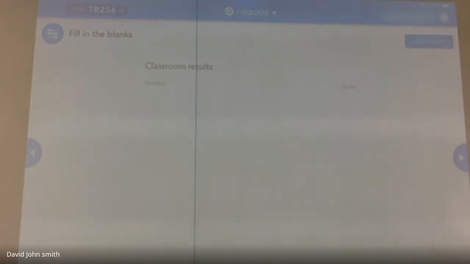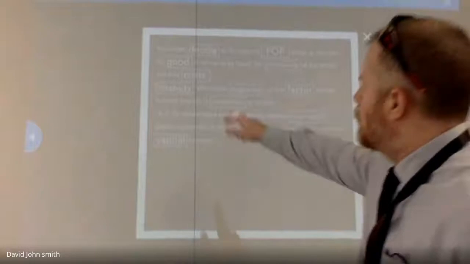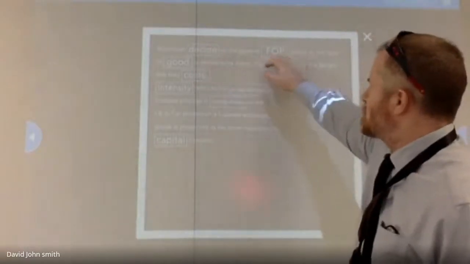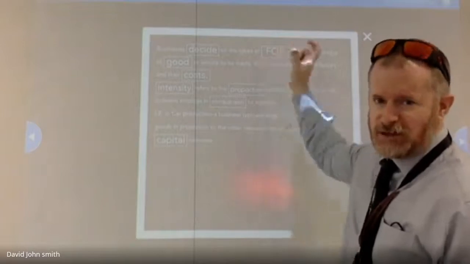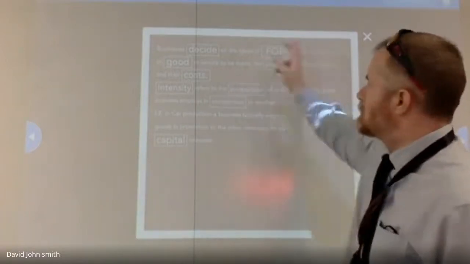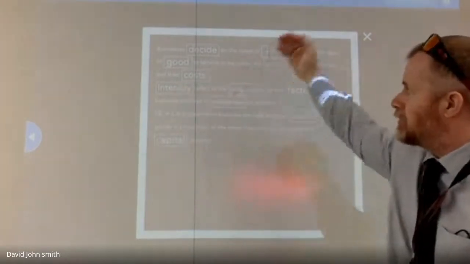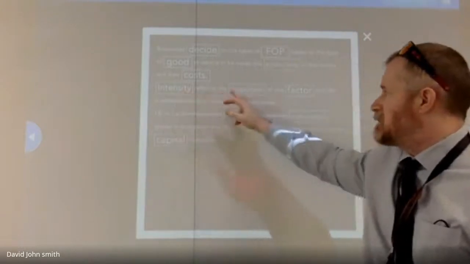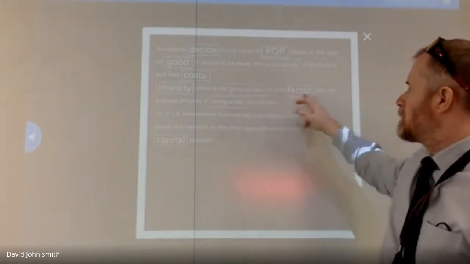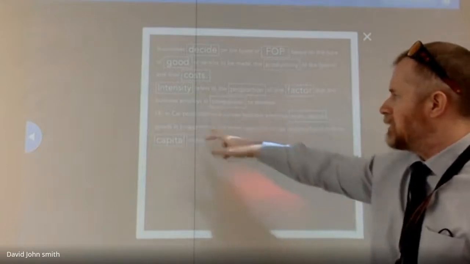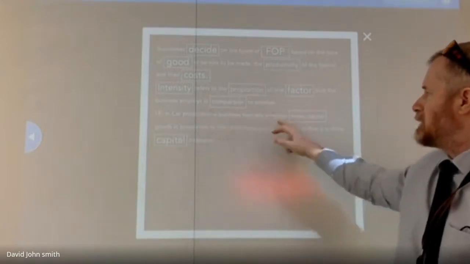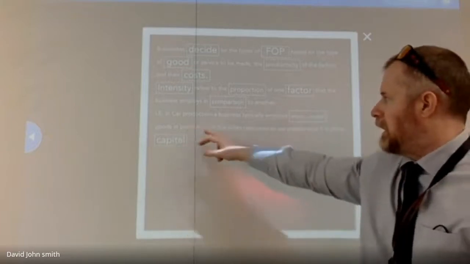Now, that's where we were. Okay. So businesses decide on the types of factors of production. So FOP, factors of production, just a short version. Factors of production based on the type of good or service to be made, the productivity of those factors, the costs of those factors of production. Intensity refers to the proportion or percentage of one factor that a business employs in comparison to another, i.e. in car production, a business typically employs more capital goods in proportion to the other resources, so we would then explain that it is more capital intensive. All right.